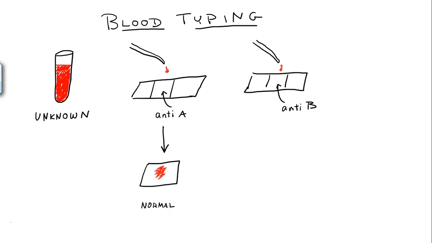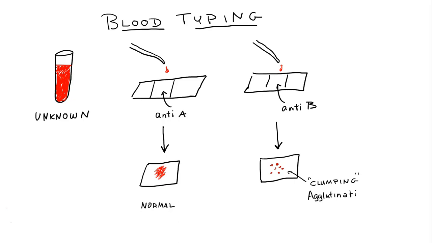Let's look at what happens when we treat this blood with antibodies against type B antigen. Now we're seeing the clumping reaction, which is also called agglutination. So we can conclude from this experiment that the blood is type B.